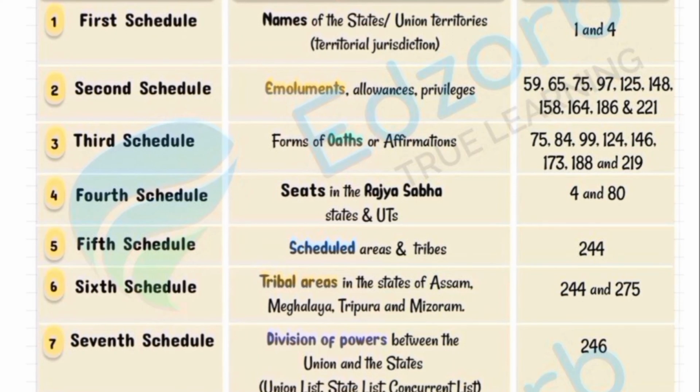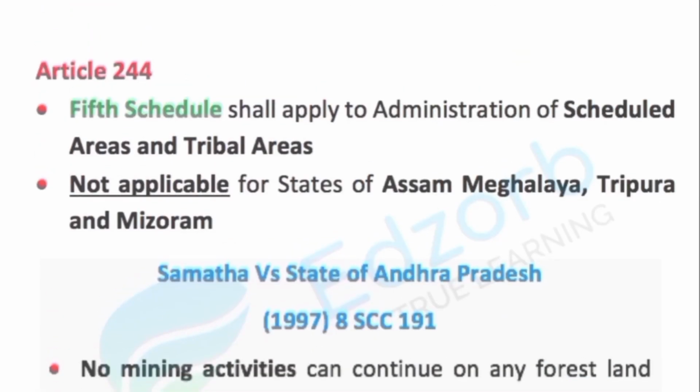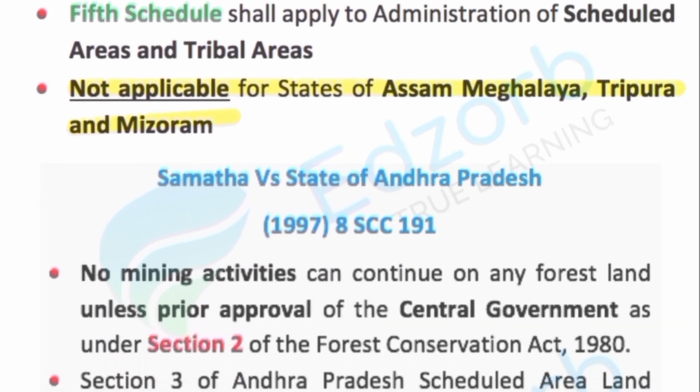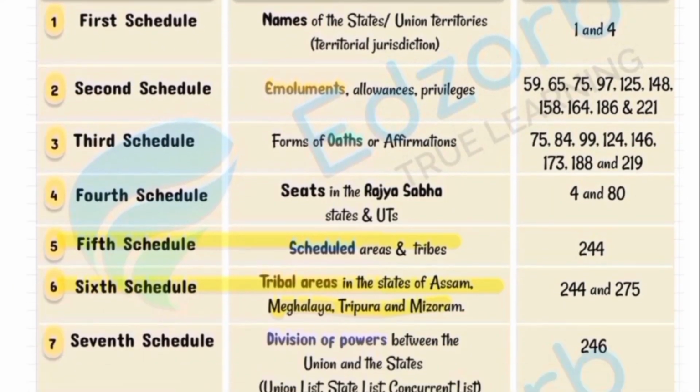So the 5th schedule concerns itself with the scheduled areas and tribes, and the 6th schedule also concerns itself with the tribal areas. However, the obvious difference being of ATM, that is the non-applicability of the 5th schedule to the states of Assam, Tripura, Meghalaya and Mizoram, and for which we have the 6th schedule here.